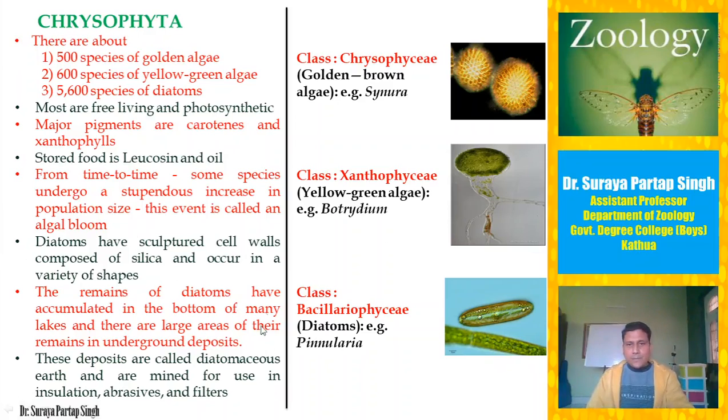Now, diatoms, members of Bacillariophyceae, have a sculpted cell wall composed of silica and occur in a variety of shapes. So we have very beautifully shaped diatoms. Their cell wall is composed of cellulose, but it has silica impregnated in it. Because of the impregnation of silica, they show beautiful structures on the cell surface. Diatoms also come in a wide variety of shapes and sizes. All of them are of course microscopic.